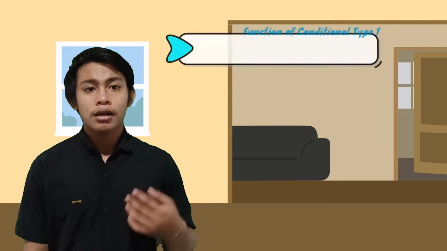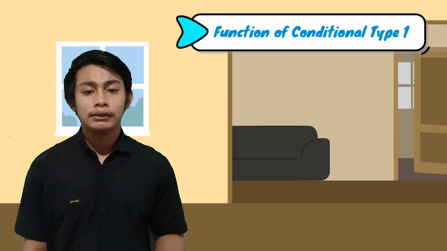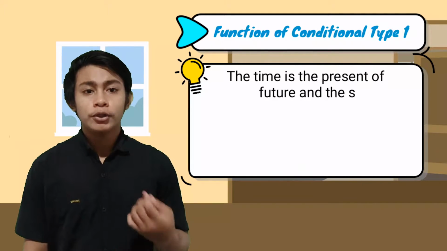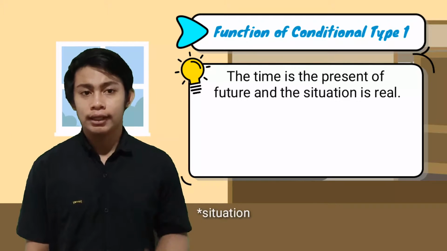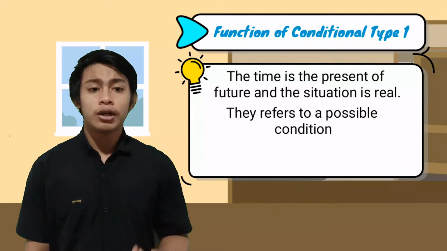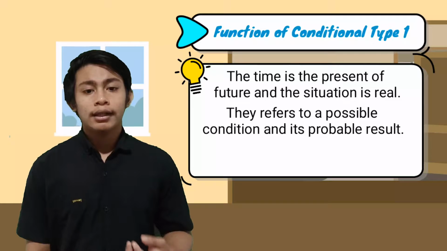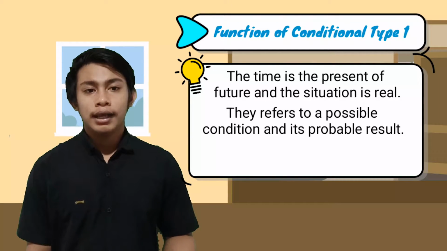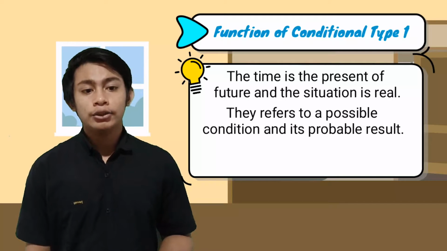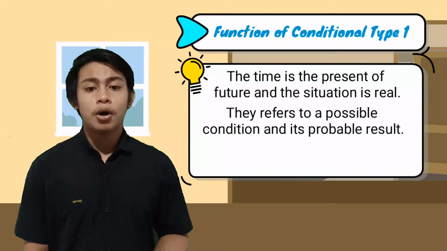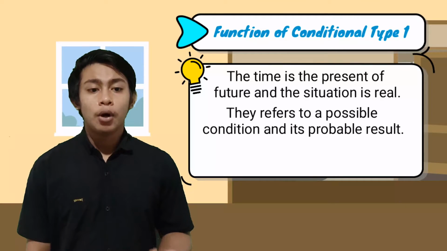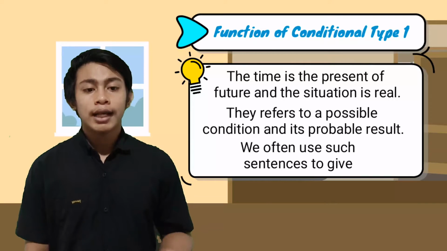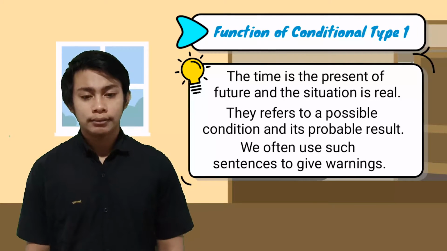The second is the function of conditional type 1. In these sentences, the time is the present or future and the condition is real. They refer to a possible condition and its probable result. They are based on fact. They are used to make statements about the real world and about particular situations. We often use such sentences to give warnings.